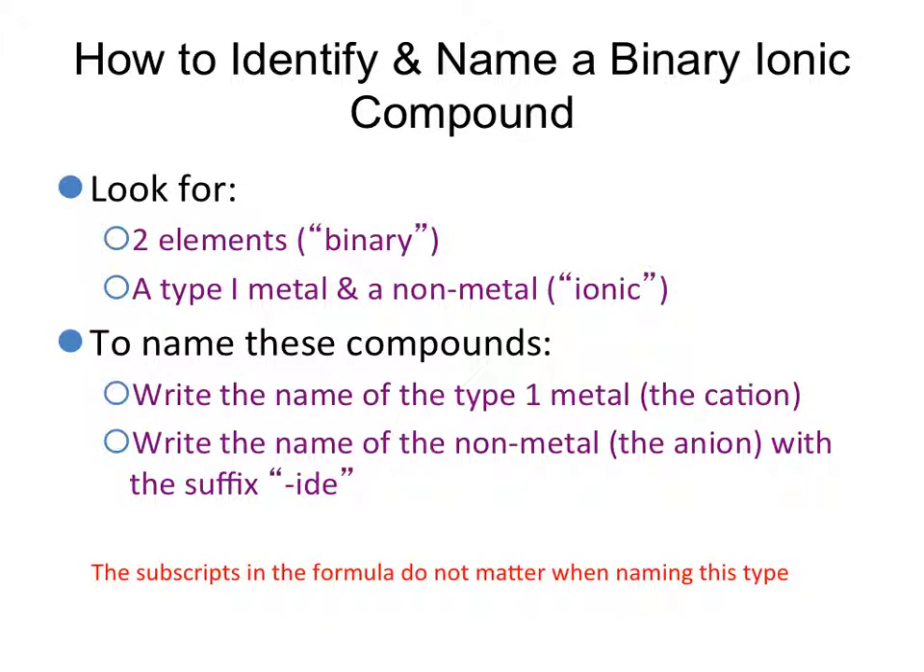So how do you identify and name a binary ionic compound? Well, we're going to look for two elements, and we're going to look for a type 1 metal and a nonmetal. A type 1 metal will be any metal that is found in groups 1A, 2A, or 3A. To name these compounds, you're going to write the name of the type 1 metal, which is the cation, and then you're going to write the name of the nonmetal, which is the anion, with the suffix "ide." The subscripts in the formula do not matter when naming this type of compound.